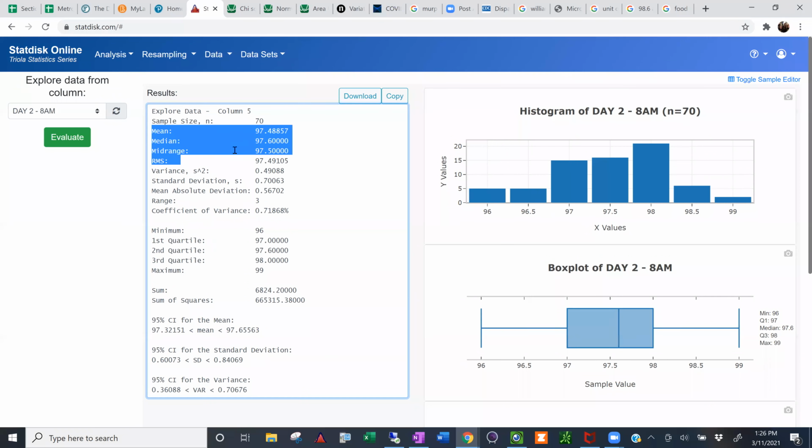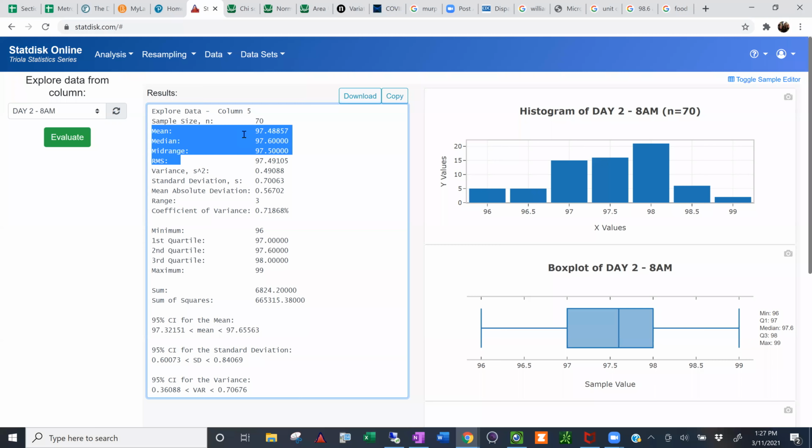But all the numbers that you might need or want, like the mean, 97.49, and the standard deviation was 0.700, 0.701, etc. You can get tons of that information from this Explore data column.